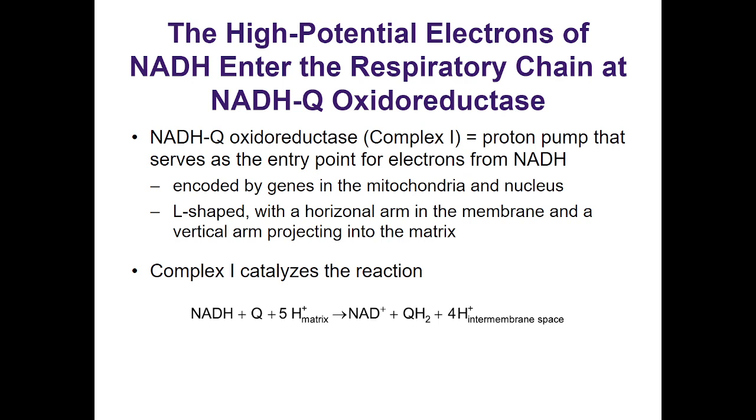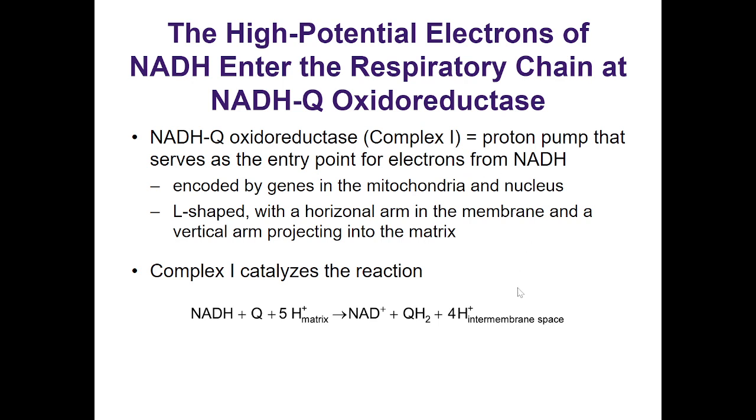It's going to be encoded by genes in the mitochondria and nucleus. It's L-shaped with a horizontal arm in the membrane and a vertical arm that's projecting into the matrix. So remember that all of these are membrane bound in some way, and they'll project into the matrix in some fashion. Okay? They have to interact, most importantly though, with the membrane in some fashion.